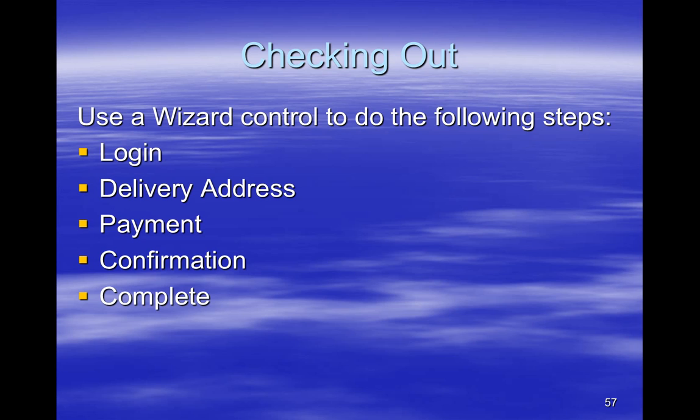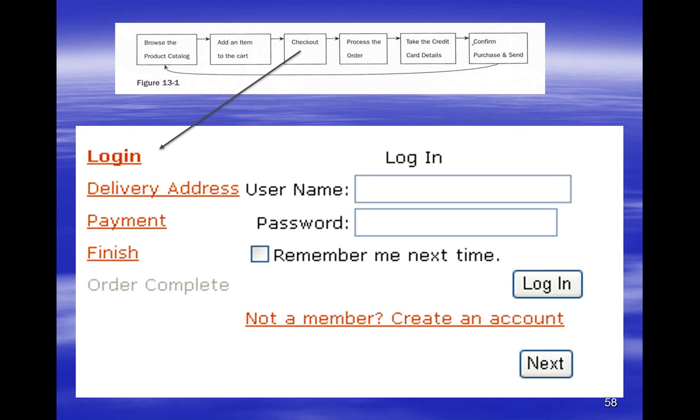So this wizard control can perform the login step, and then once you're done with the login step, you can provide the delivery address step, and then the next one will be the payment step, the next one will be the confirmation step, and the next one will be the complete or finish step. So let's take a look at the picture next.